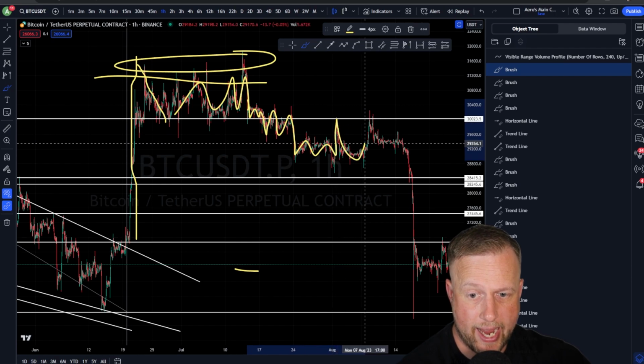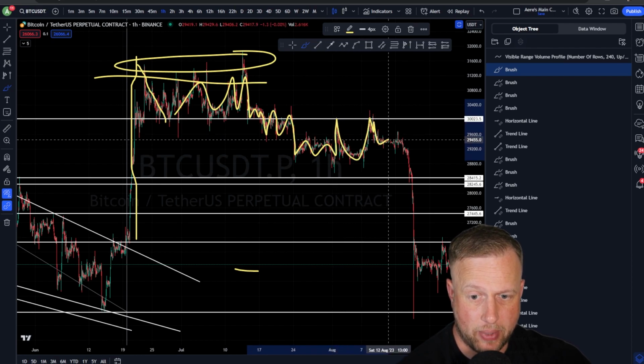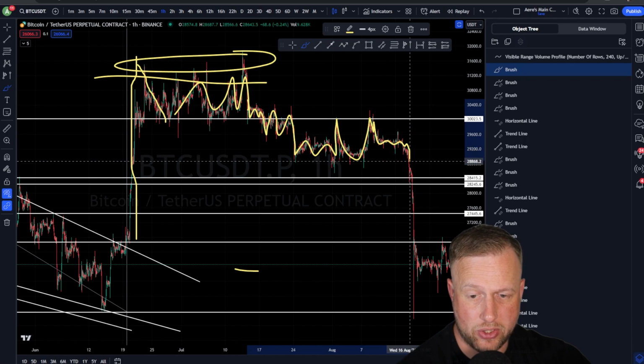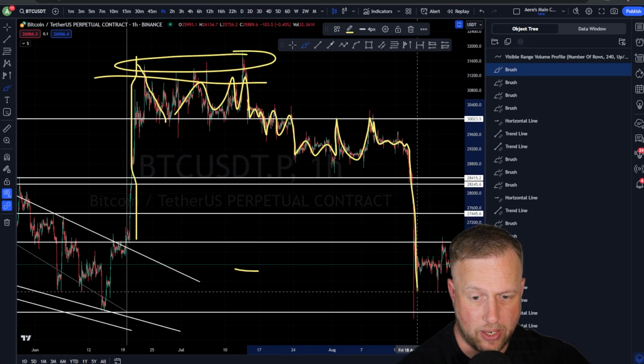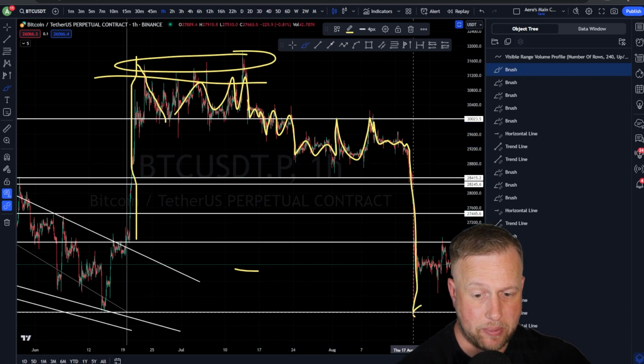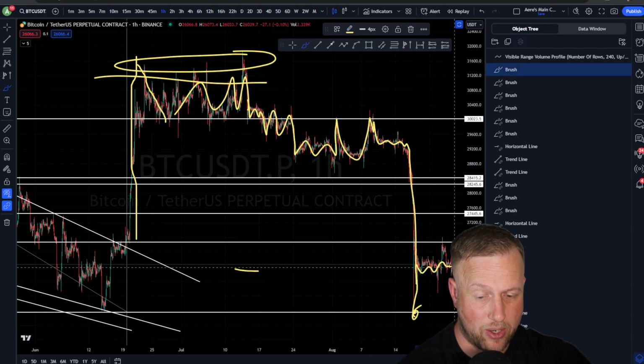You can see how that acted as resistance a bunch. And then eventually, what happened? We just couldn't hold it. And then boom, that broke down to the downside, right? A lot of people got wrecked down here. Like I said, they went short and it bounced back. And now we're kind of ranging out again.